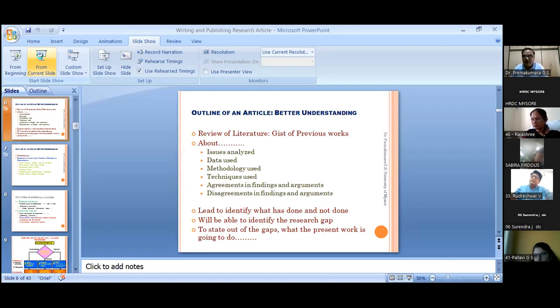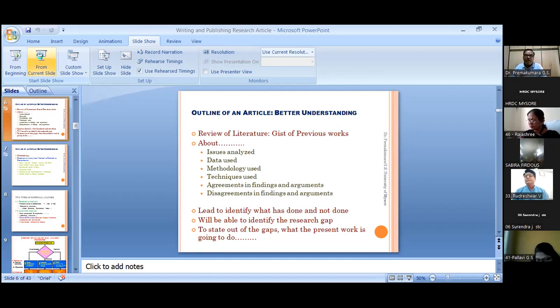Then come down to methodology. Methodology, as I already told, particularly in social sciences, we largely follow the common methodology. In science, they follow the scientific way of doing research. In social sciences, excluding literature, most of us will follow these methodologies: descriptive, analytical, inductive, deductive, econometric. These are the kinds of methodologies that we follow.